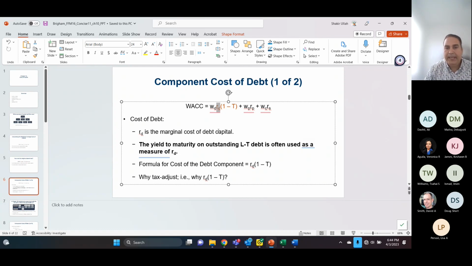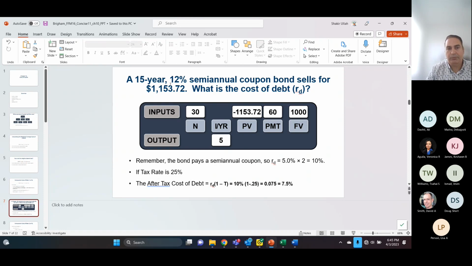So if the RD is not given, let's say some problem will say that RD is 12% or 5% or 8%. So in that case, it is easy. But if it is not given to you and some additional information like some information about the bonds of the company is given to you, then we'll use that information to find the yield to maturity, and then that yield to maturity will be used as RD. Okay, so I hope that is clear. And here's an example, like we have done this so many times.